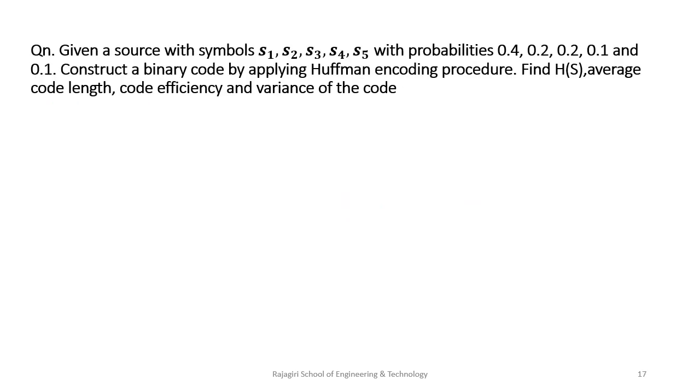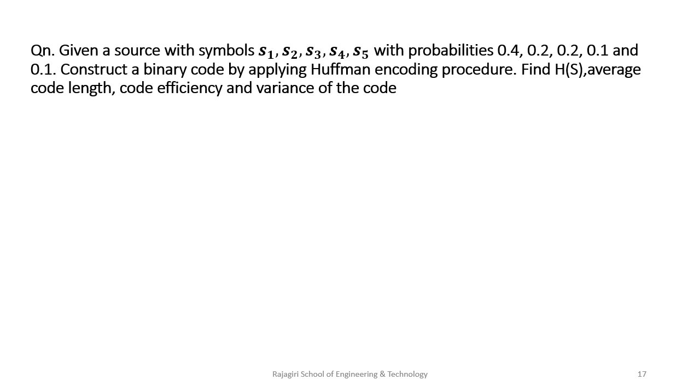Now, we will look into an example and see how Huffman encoding can be done. Given a source with symbols S1, S2, S3, S4 and S5 with probabilities 0.4, 0.2, 0.2, 0.1 and 0.1, our aim is to construct a binary code using Huffman encoding and analyze its performance by finding the entropy of the source, the average code length, code efficiency, and variance.